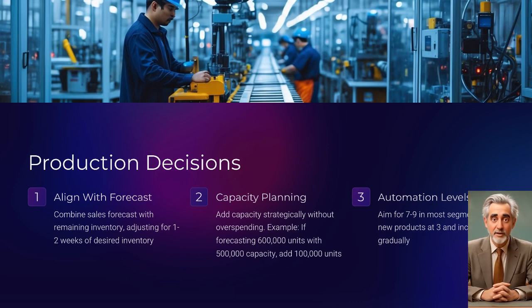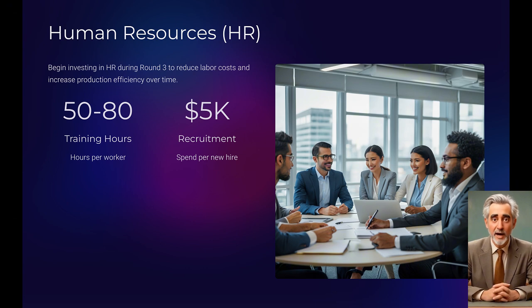Section 6. Human Resources, HR. In Round 3, you should begin investing in HR, especially if your simulation enables it. 2 key levers: training hours, start with 30 to 80 hours per worker. A good default is 50 to 80. Recruitment spend, allocate around $5,000 per new hire to attract better talent.